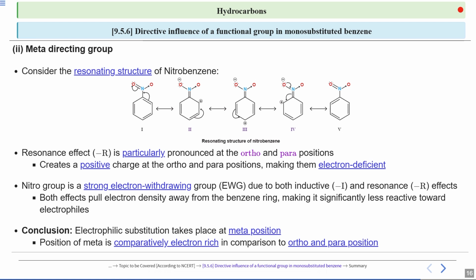So here we do not have a positive charge on the meta position. Instead, we have a positive charge on the ortho and para. So relatively the meta position is electron rich. Basically, this is the outcome.